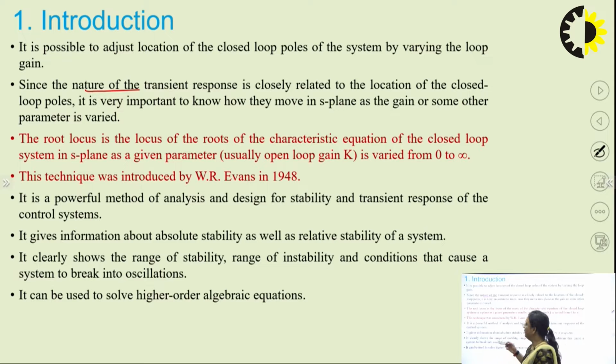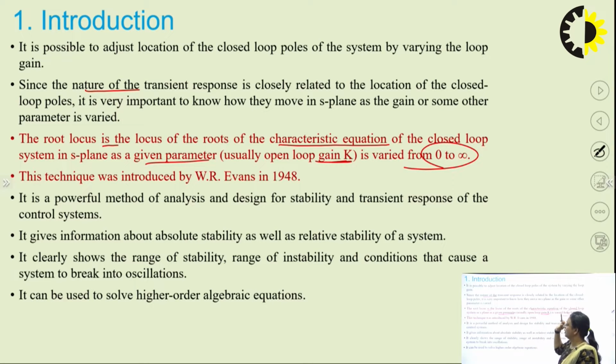So we can say that the root locus is the locus of the roots of the characteristic equation of the closed loop system whenever a particular parameter, usually the gain k, is varying from 0 to infinity. This technique was introduced by W.R. Evans in 1948. So the root locus is a graphical method in which the different roots can be sketched in the S-plane, so that we can come to know the movement of the poles in the S-plane.